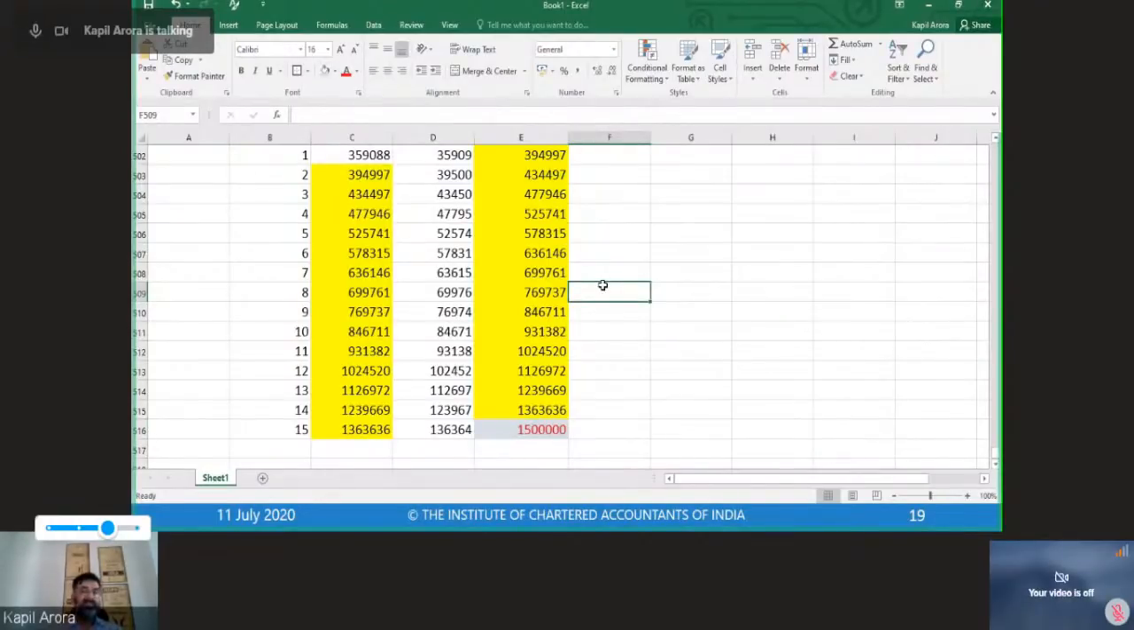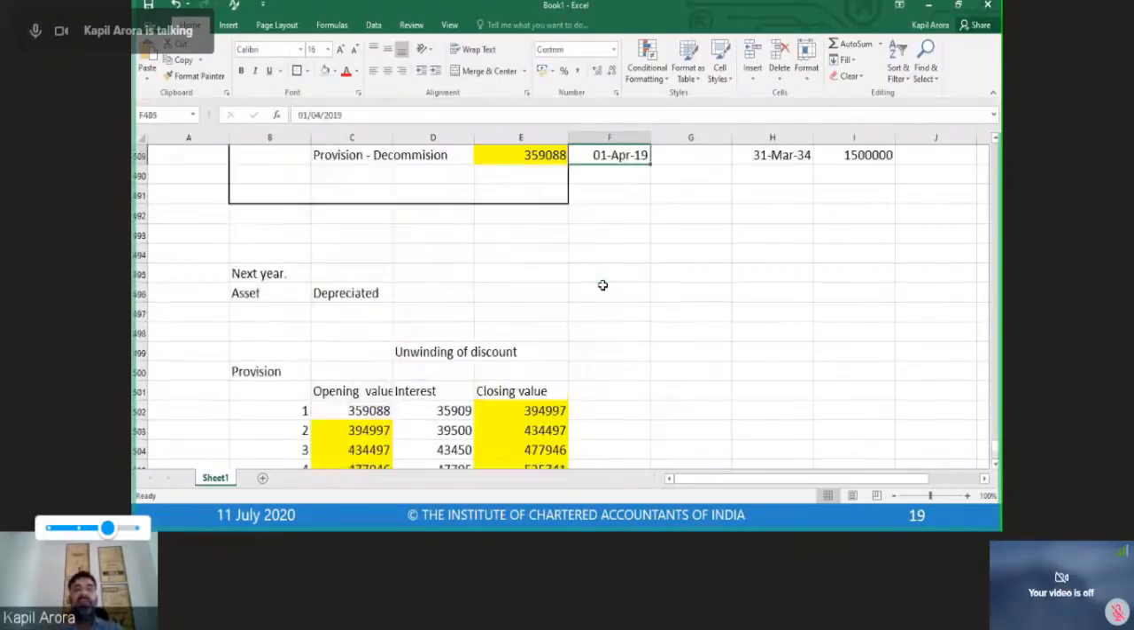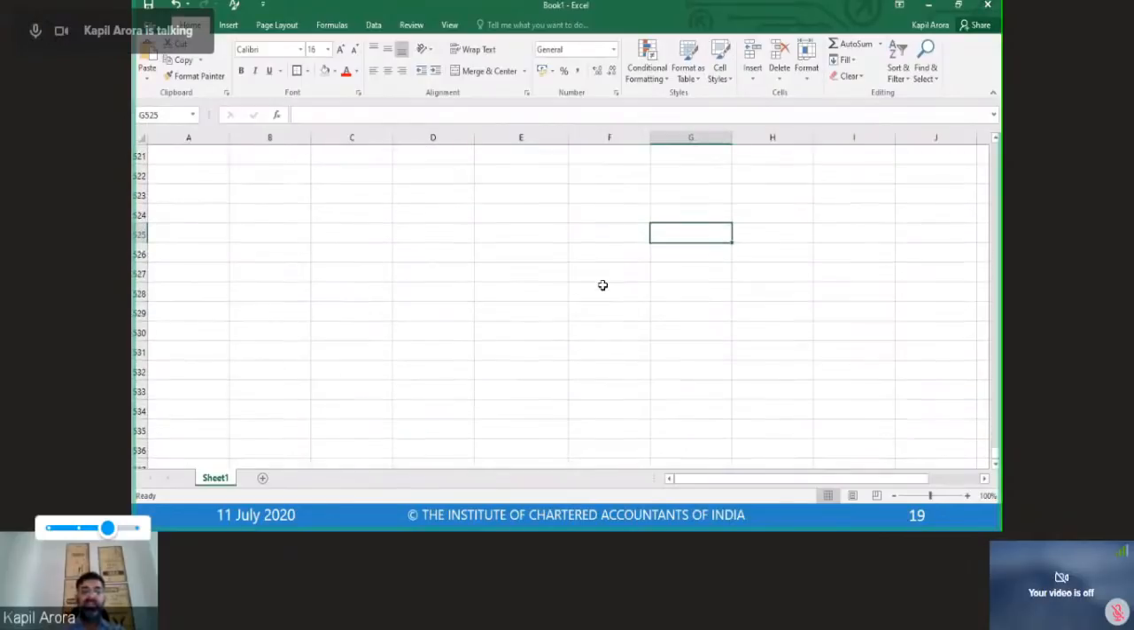Is this okay with everyone? We are compounding it here. Exactly. Hope this is okay with everybody. Now what will go to my profit and loss account every year? My profit and loss account every year, right? I'll just show you that also.